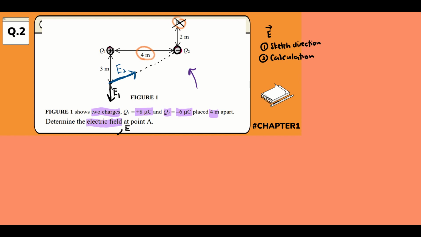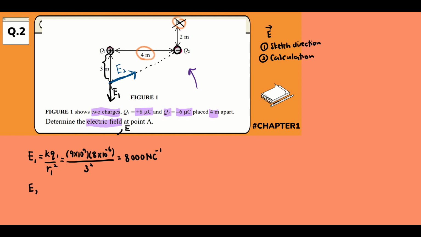Let us first calculate the value of E1. E1 equals kQ1 over R1 squared, where R1 is the distance from Q1 to point A. So we substitute the values. You'll get 9 times 10 to the 9, Q is 8 micro, 10 to the minus 6, over 3 squared. Then you'll have E1 is 8,000 Newton per coulomb. This is the unit for electric field.